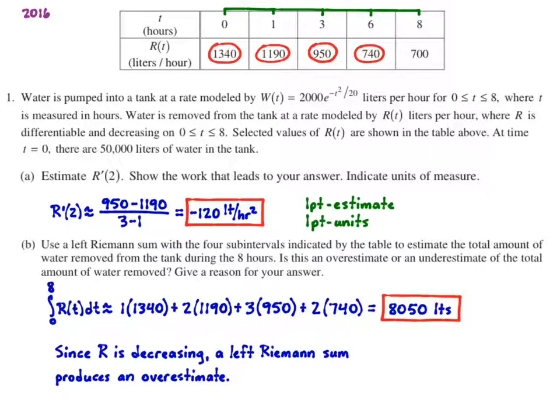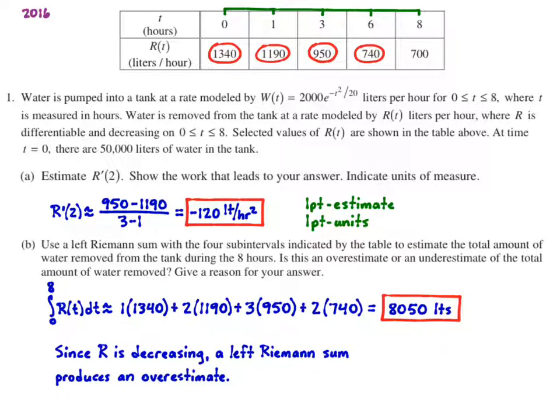And again, if you need to draw a picture to visualize that, since we have a decreasing function and we're doing a left Riemann sum, that means we're picking the values from the left and moving to the right, we can see that those rectangles are going to be bigger in terms of area in comparison to the area under the curve. And so that's where that comes from.